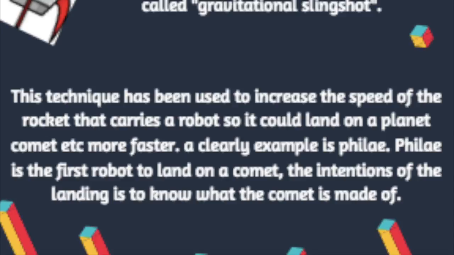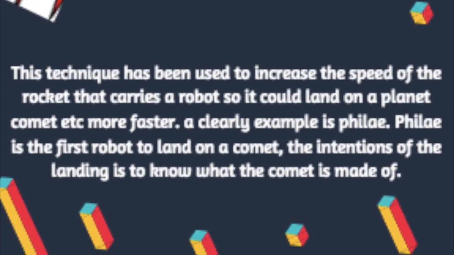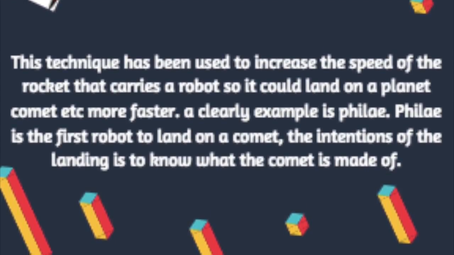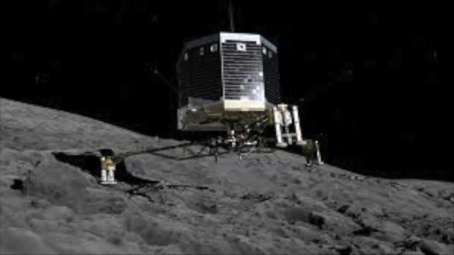This technique has been used to increase the speed of the rocket that carries a robot so it could land on a planet or comet faster. A clear example is Philae. Philae is the first robot to land on a comet.